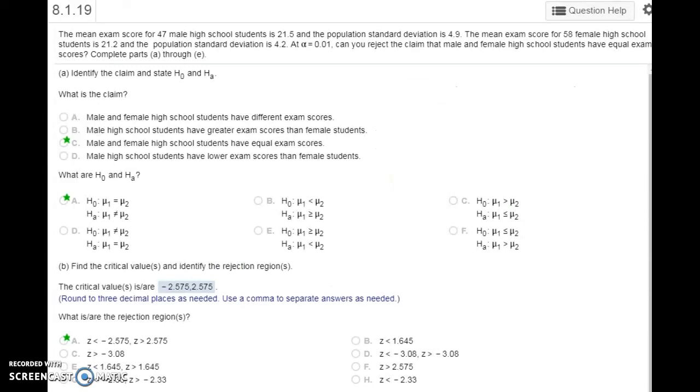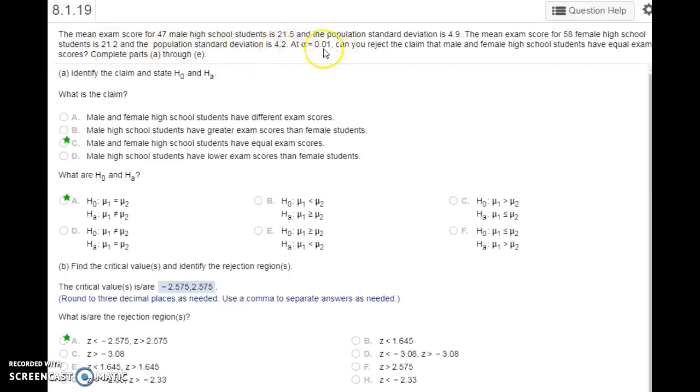So I'm going to look at the first problem here from the review homework. It'll help with the problems from 8.1. The mean exam score for 47 male high school students is 21.5. So we have a sample, and we got our sample mean. And we have the population standard deviation of 4.9. The mean exam score for 58 female high school students is 21.2. So this is our second population. Our second sample is the females, and we have our second sample mean here. The population standard deviation is 4.2.